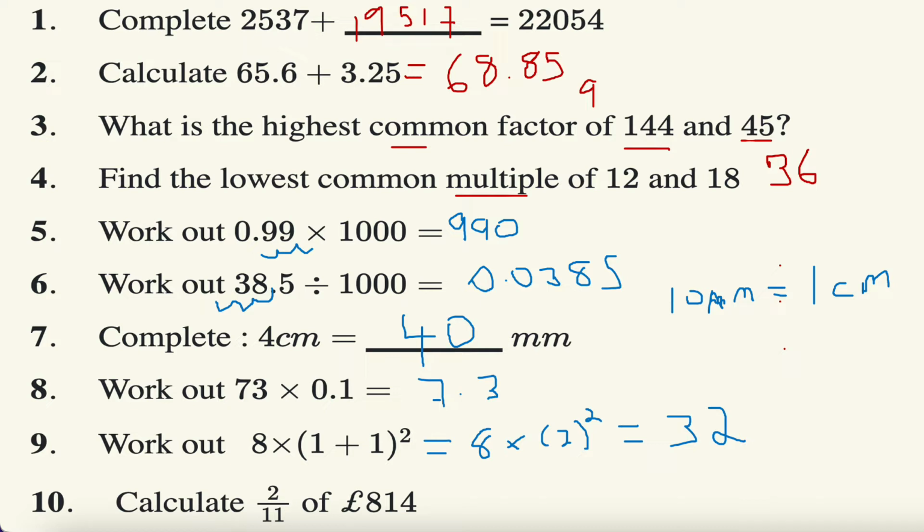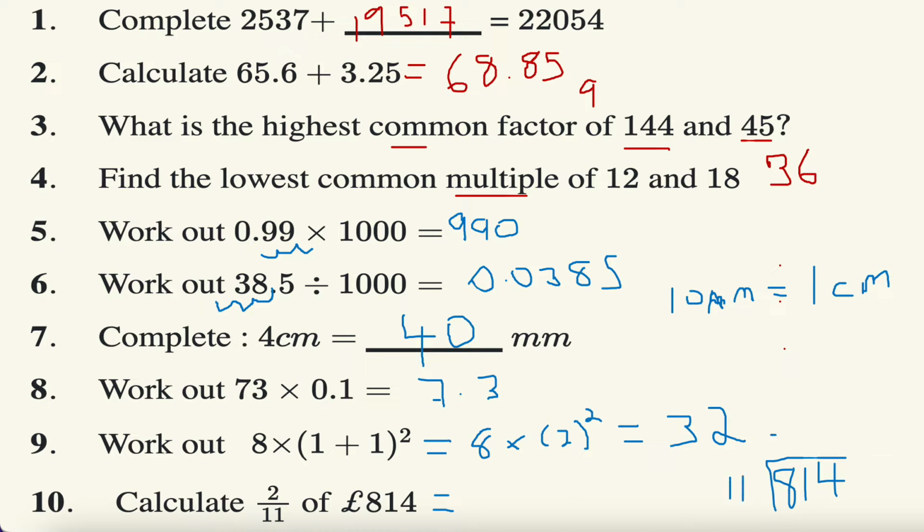Okay, this is question number 10. Calculate 2/11 of £814. So, it's a fraction of an amount. I divide by the bottom, times by the top. Okay, so let's do the bus stop method. 814 divided by 11. It should be fairly straightforward because the 11 times table is quite nice.